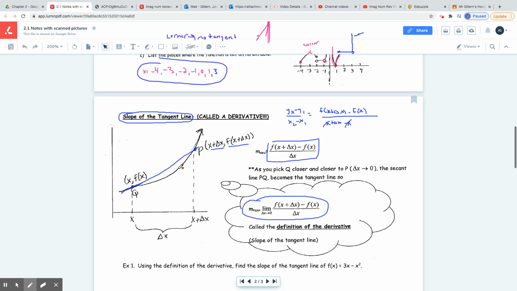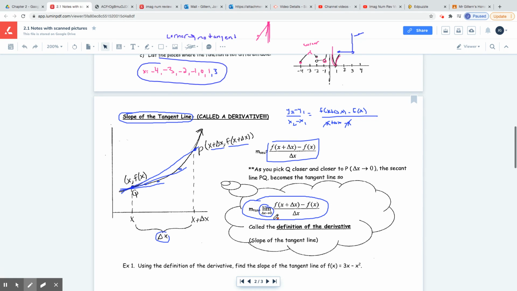Well, as P gets closer and closer, this distance here gets smaller and smaller and smaller, so eventually it gets to 0. And that's where the limit as delta x approaches 0 comes from. That's going to tell us the slope of our tangent line, because the tangent is the line that's created as we get closer and closer with our secants. So that's where it comes from. Do you really need to know that? No, but I just thought I'd give you a little background.